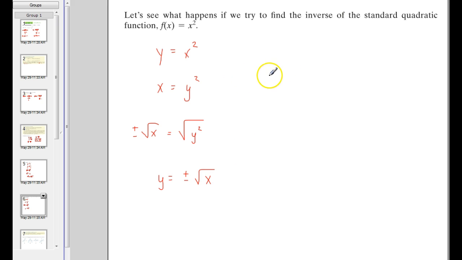Now let me just illustrate it for you. If I squared a number and got x, let's say x was 9. If I squared something and got 9, then that number that I squared, y, could have been the positive square root of 9, but it also could have been the negative square root of 9. Right? Because wouldn't that work? If I squared negative 3, wouldn't I also get 9? So we're getting two outputs for a given input, and that's not a function.